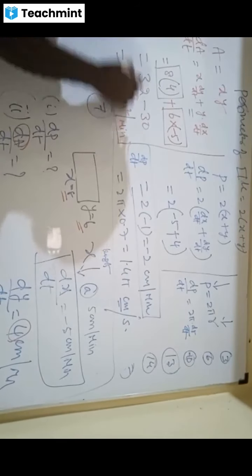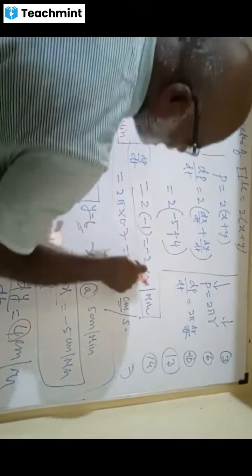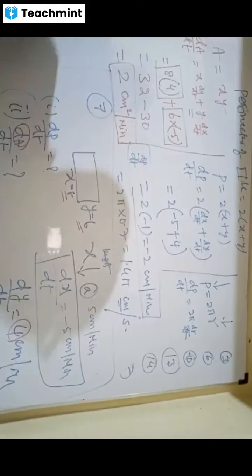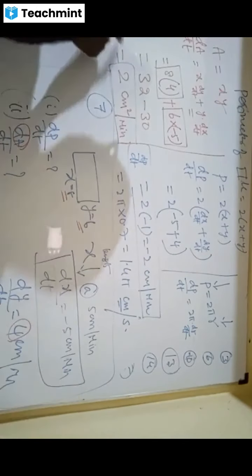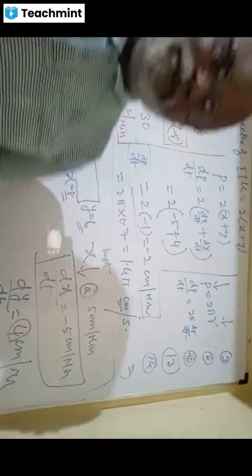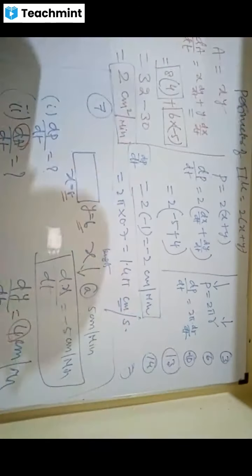The perimeter is decreasing at the rate of 2 centimeters per minute, whereas the area is increasing at the rate of 2 centimeters square per minute. I hope it's clear. Okay.